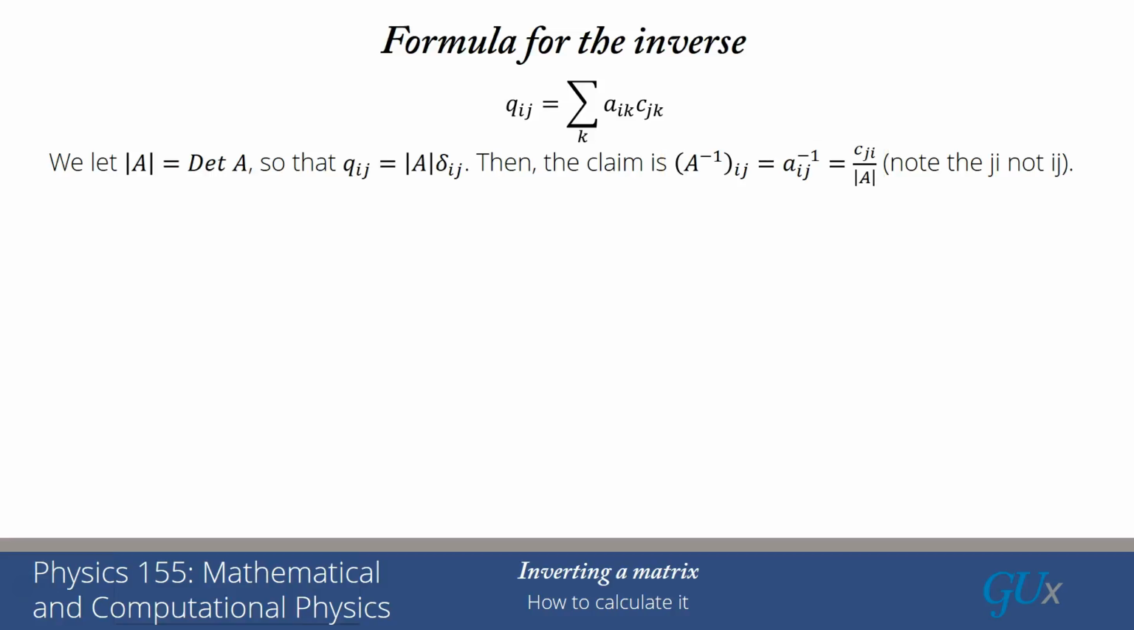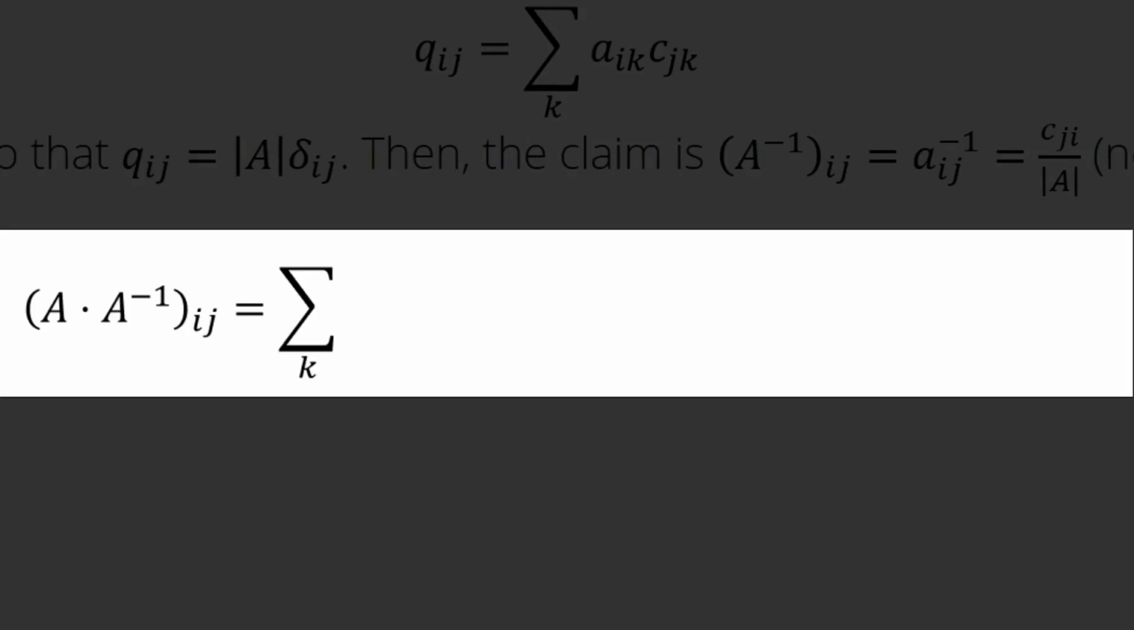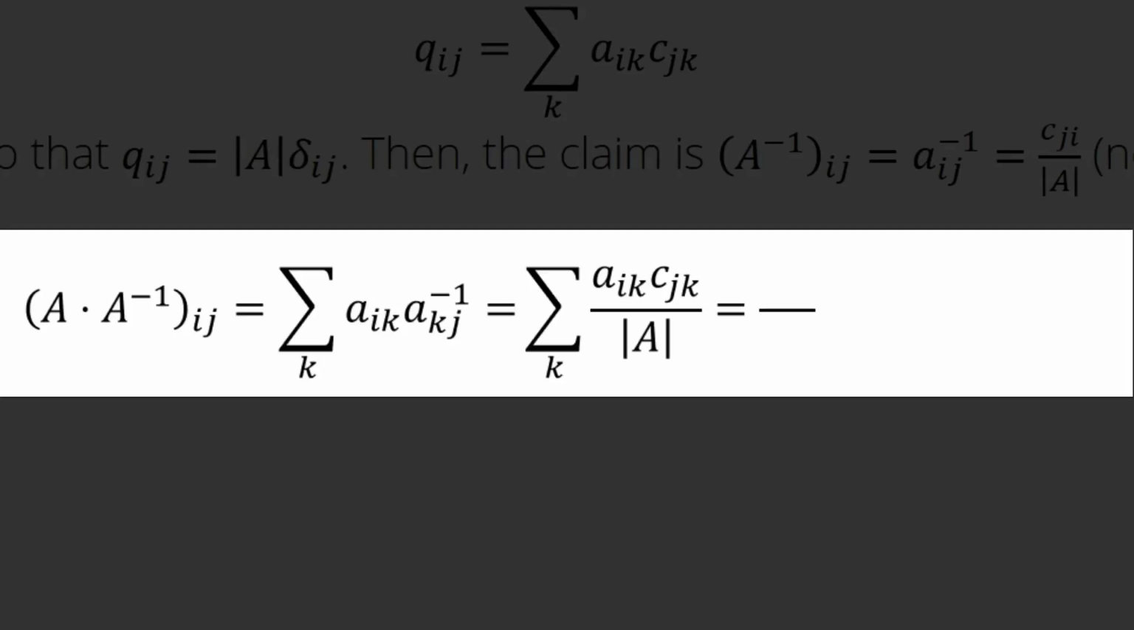So how do we check that it's an inverse? We use the property of the inverse and see whether or not it holds. So let's look at the ij element of A times A inverse, assuming this result holds for A inverse. So I substitute in for (A inverse)kj with Cjk divided by the determinant of A. Remember, because we're flipping the k with the j when we write it in terms of those cofactors.